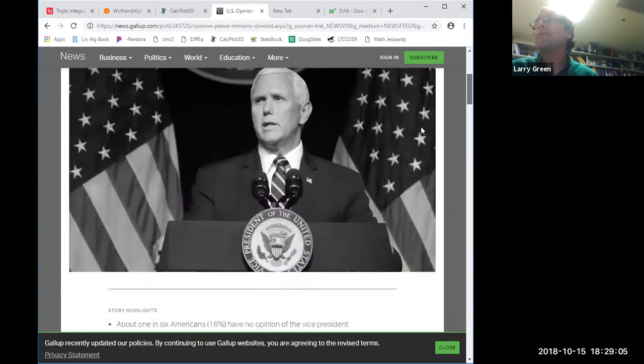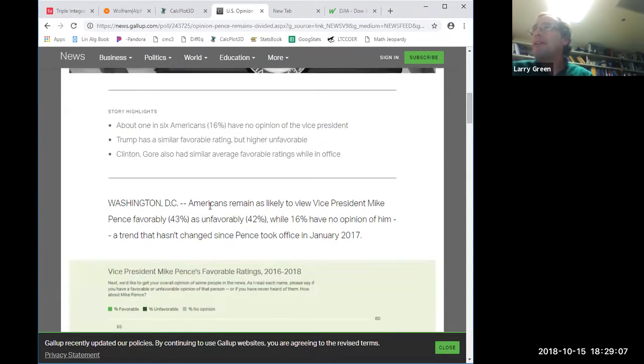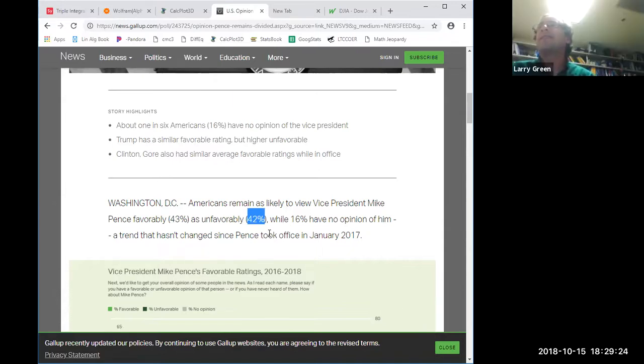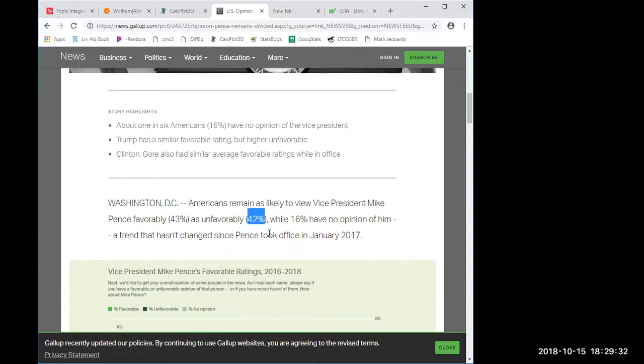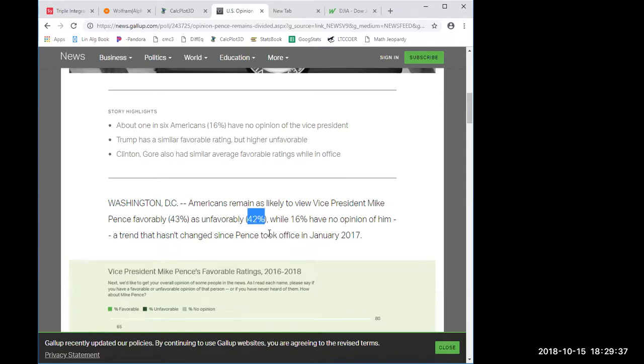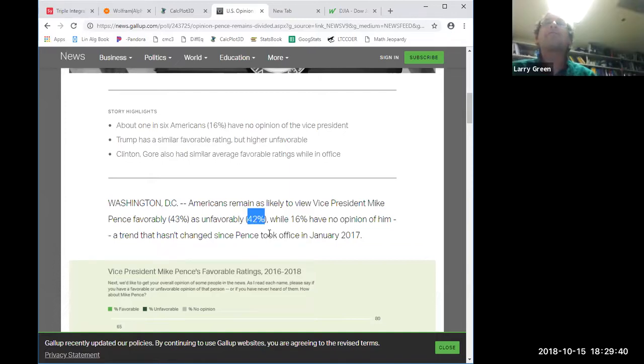So here's what we've got. Americans remain as likely to view Pence favorably as unfavorably. I think that fewer than 50% view Pence unfavorably. That's my thought. Now, do they really know that all Americans view Pence unfavorably at 42%? They can't know that, right? How do I know they can't know that? Because it's a sample. They didn't ask me, which means they don't know.